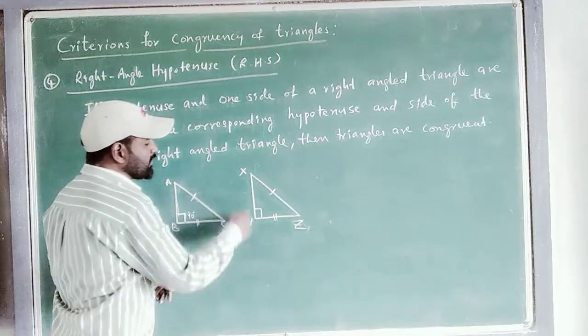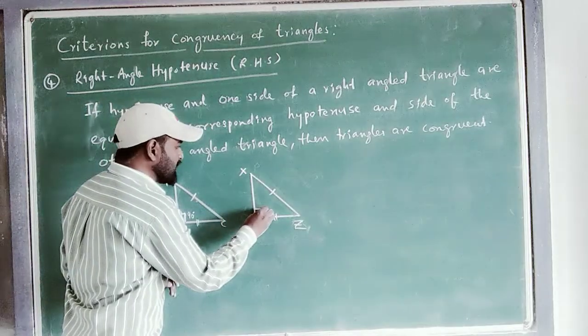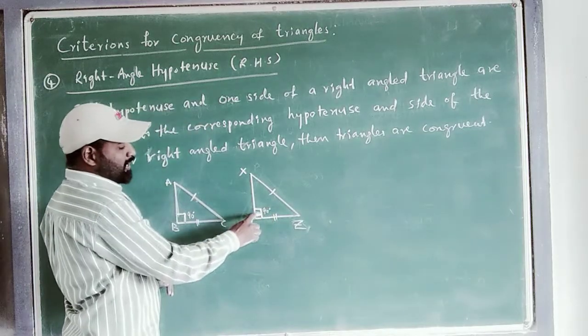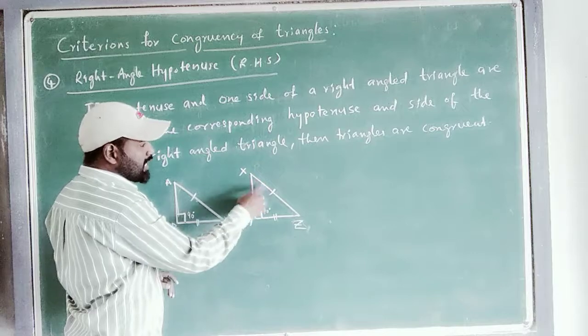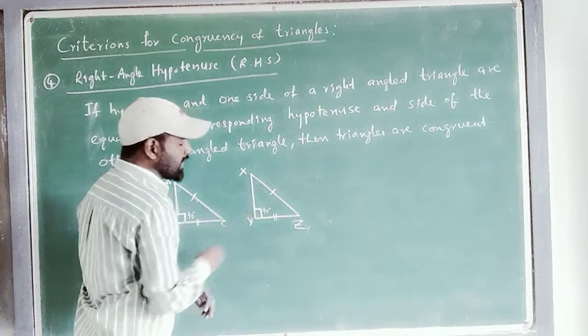Similarly, in the triangle XYZ also, here XY and YZ are perpendicular. Here it is 90 degrees, so it is a right angle. The side opposite to the right angle is the hypotenuse. In this triangle, the hypotenuse is AC. In this triangle, the hypotenuse is XZ.